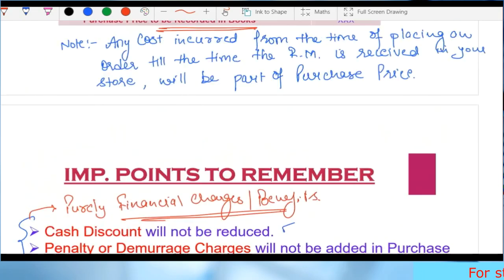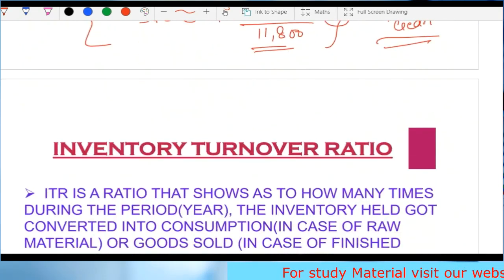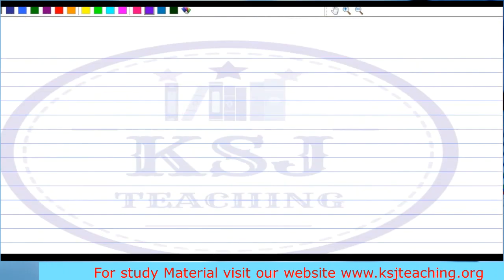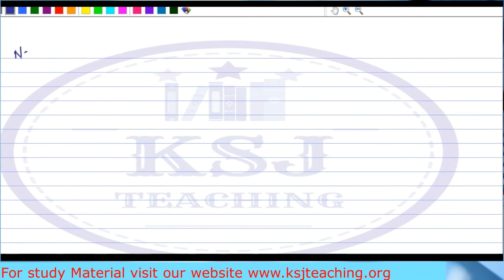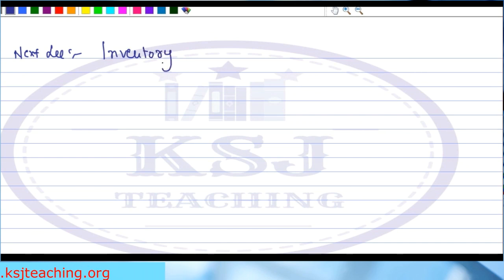Right, sir. So we are done with this topic, that is purchase price valuation. In the next lecture, we have a small topic, that is inventory turnover ratio. This is our target for the next lecture. Next lecture is inventory turnover ratio, right?